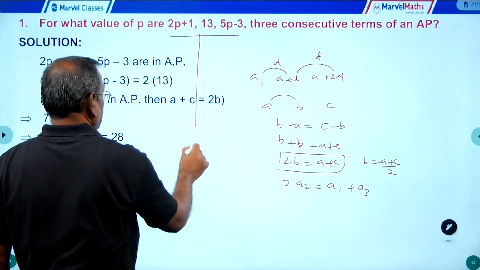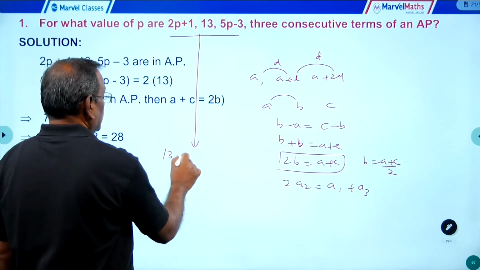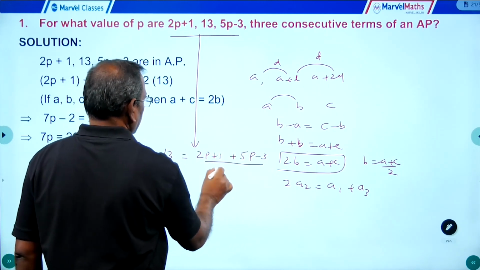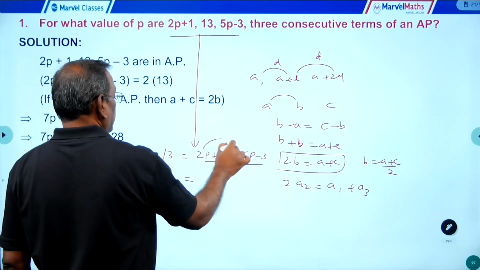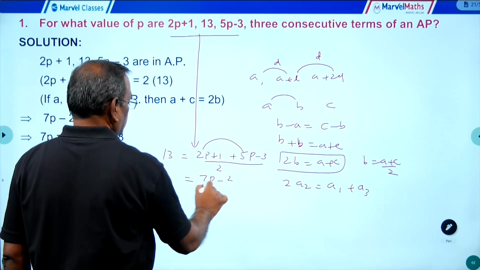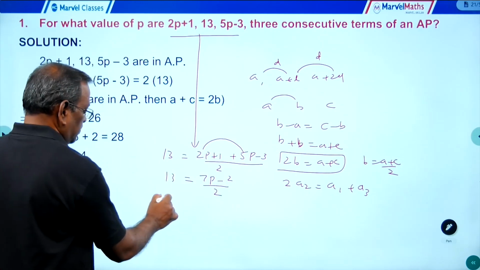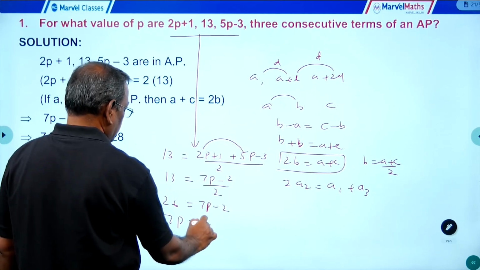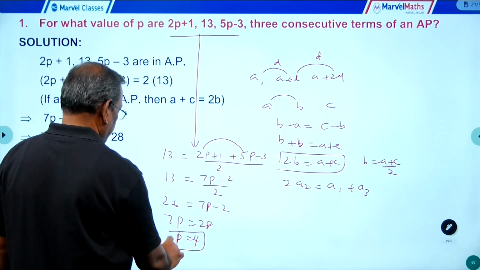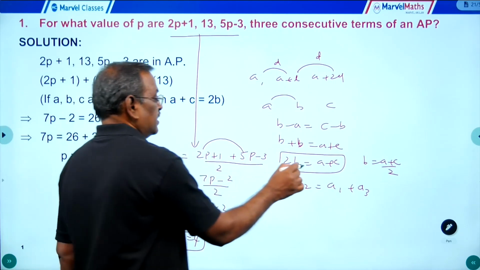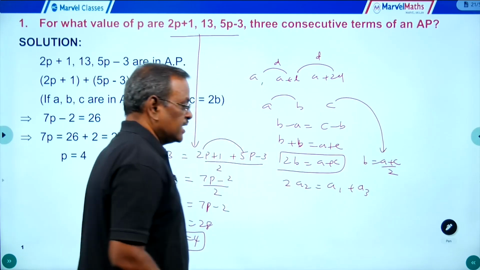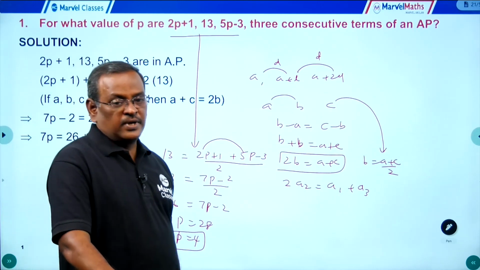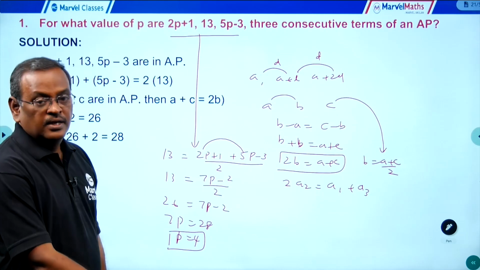So if you apply this condition, 13 equal to A plus C by 2, that is 2P plus 1 plus 5P minus 3 by 2. 2P plus 5P, 7P minus 2 by 2 equal to 13. Cross multiply: 26 equal to 7P minus 2, 7P equal to 28 and P equal to 4. That's all. So one of the very important conditions: if 3 numbers are in AP, then the second term equals the average of the first and third term. Average means sum of both the values by 2. If you apply this condition, you can find P equal to 4.